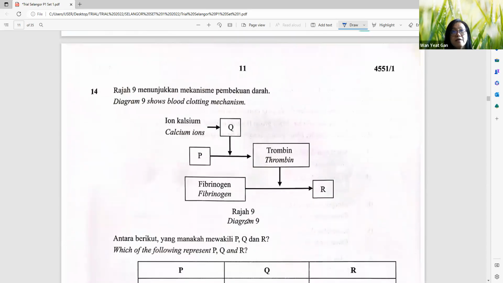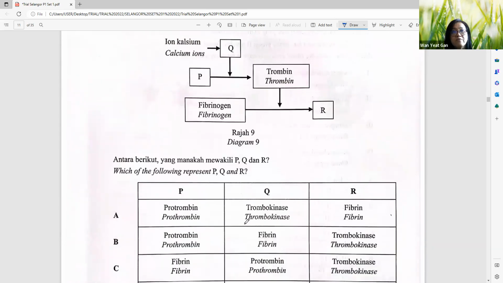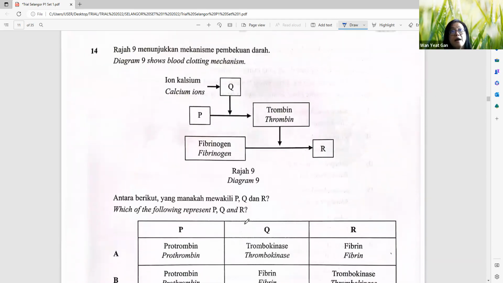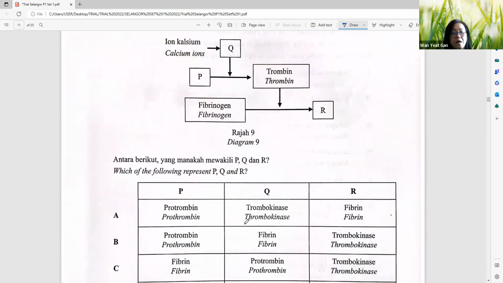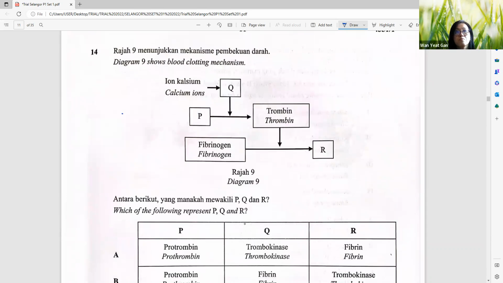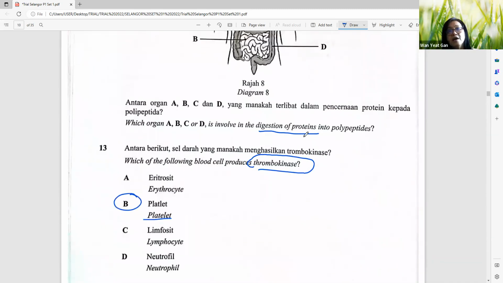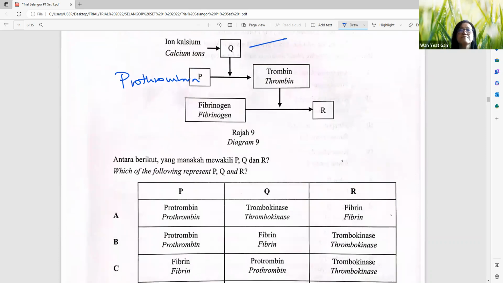Number 14. Diagram 9 shows the blood clotting mechanism. Which of the following represents P, Q, and R? Okay, so P is prothrombin. Q, referring to the earlier question, is actually thrombokinase. And R is the conversion from fibrinogen to fibrin by thrombin, right? So the answer is A.